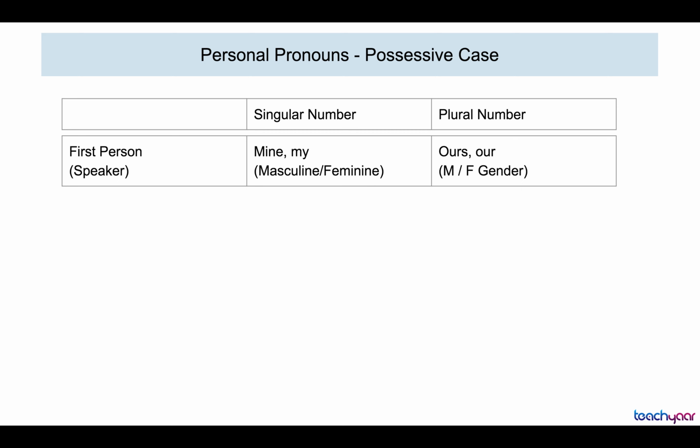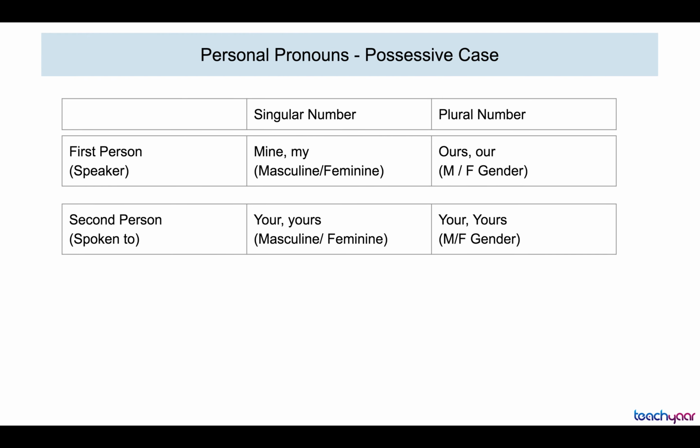This book is mine. So mine is a singular form which the speaker will use to refer to ownership of something, maybe a book. Or you can say this is my book. So you have mine and my. Now I, mine, my can be masculine or feminine. Now if it is plural, what do you say? This book is ours. Or this is our book. So ours, our.